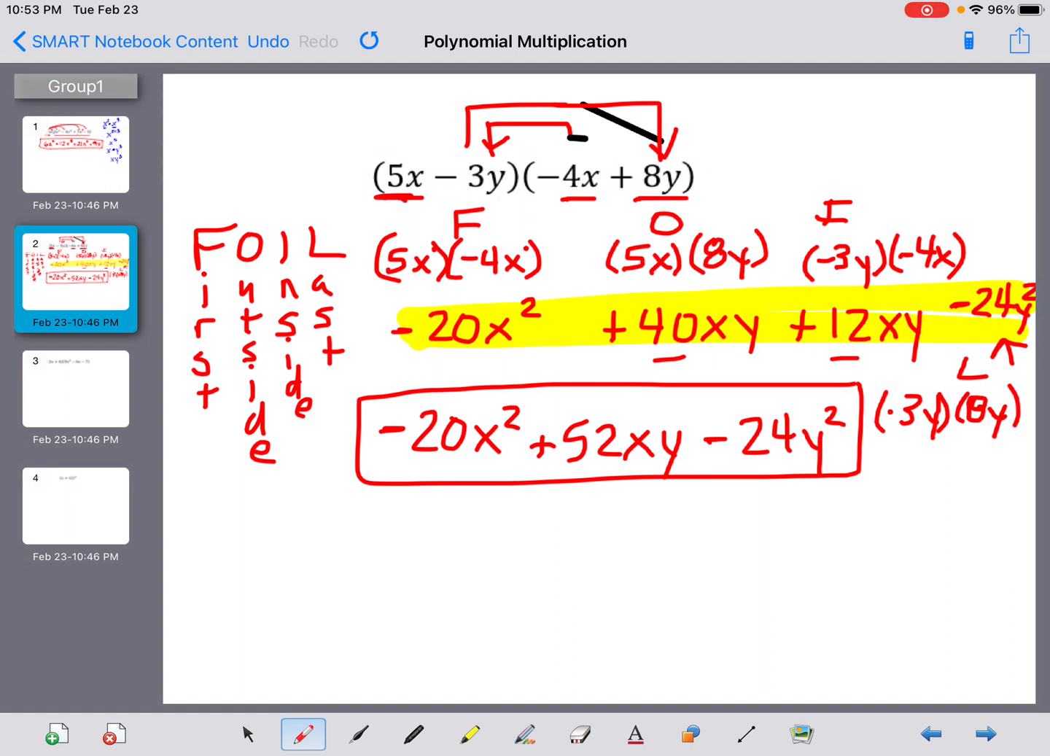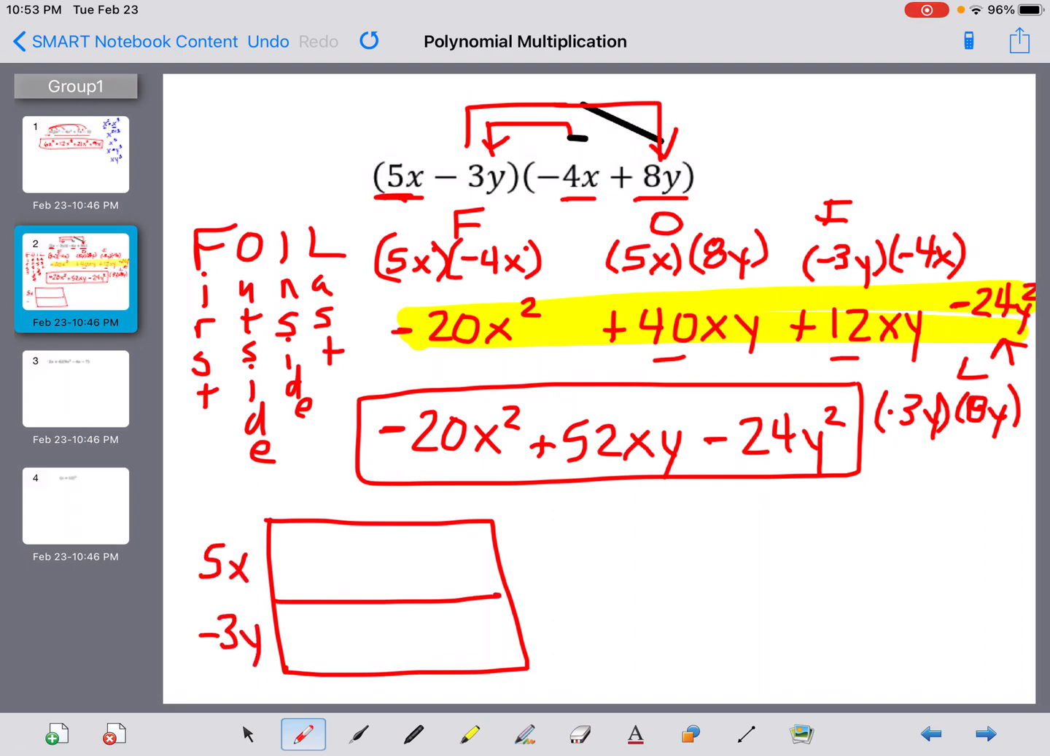So that's the FOIL. Now, another way some have learned how to do this is called the box method. So they make a box of two terms on one side, so 5x and negative 3y, always include the sign. And then on the other side, they get the negative 4x and the positive 8y. So we put each term in its own box. Then I multiply. 5x and negative 4x makes negative 20x squared. 5x and 8y on that top line make a 40xy. Negative 4x and negative 3y on the bottom left makes a positive 12xy. And negative 3y times 8y makes a negative 24y squared.